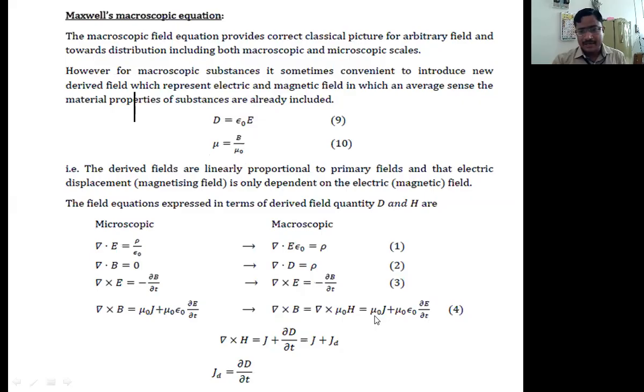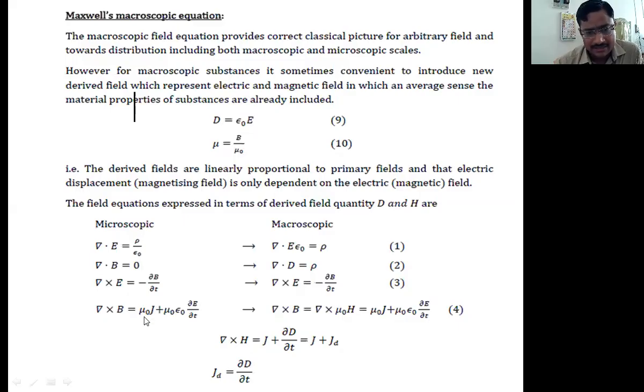So we did one step: we took this mu 0 to the other side, so curl B divided by mu 0 is equal to J plus dou by dou T of epsilon 0 E. Now put the value of epsilon 0 E as D, and put the value of B divided by mu 0 as H. So we have substituted curl B divided by mu 0 as curl H.